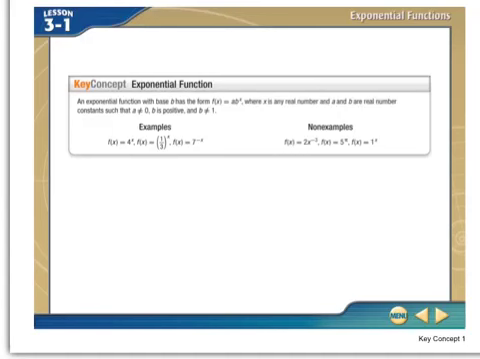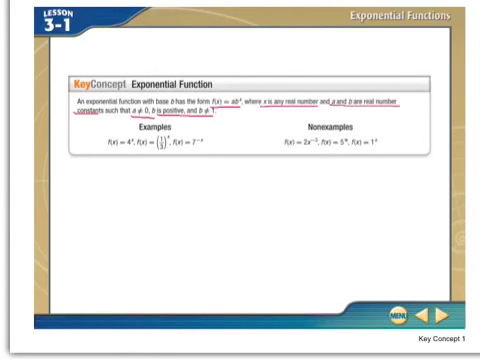An exponential function is a function where x, our independent variable, is an exponent or a power. An exponential function with base b has the form f of x equals a times b to the x power, where x is any real number, and a and b are real number constants. So a and b are not variables, they are constants or numbers, such that a cannot equal 0, and b is positive and cannot equal 1.